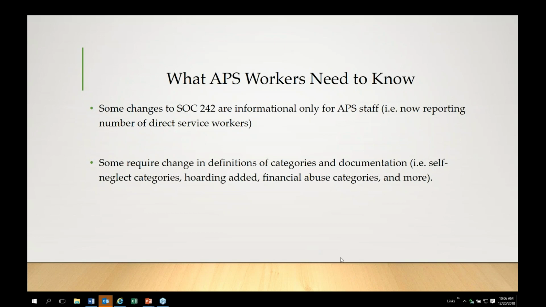Some of the other things we've added are changes in definitions and changes in what we need you to document. And that's really the gist of why you're on this call. We're changing some definitions, we're adding some new things that you're going to have to document, and you need to know what they mean.